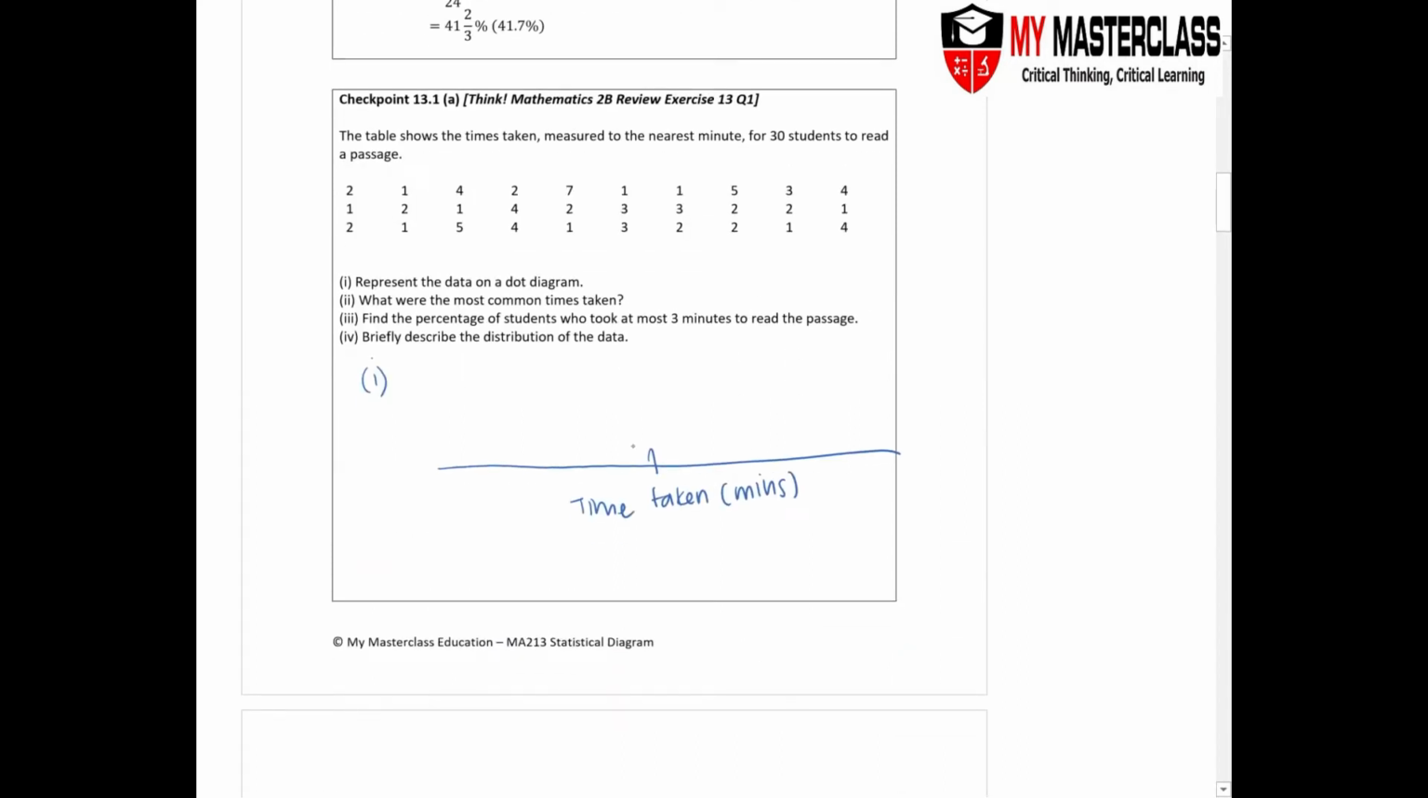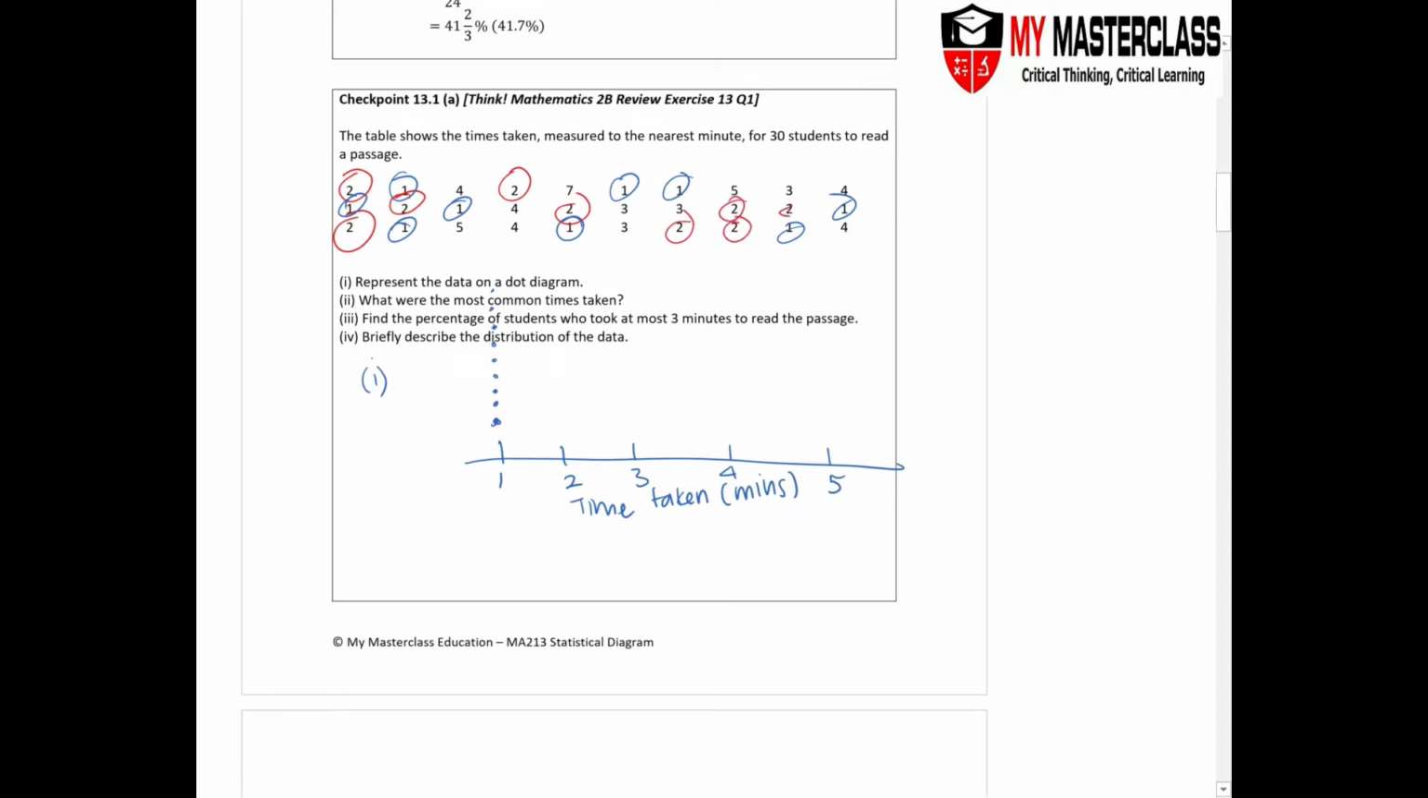So what I'll do is I'll have 1, 2, 3, 4, and 5. How many ones do I have? I circle them in blue, so it's easier for me to count. So I have 1, 2, 3, 4, 5, 6, 7, 8, 9. Then I'll use red color to do 2. 1, 2, 3, 4, 5, 6, 7, 8, 9. So I have 9.